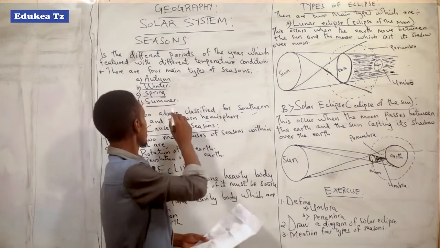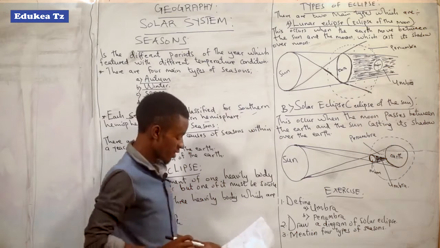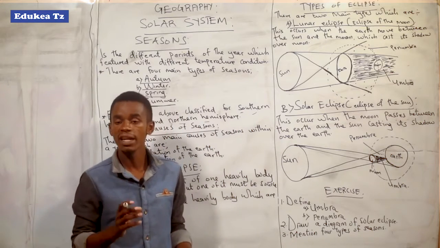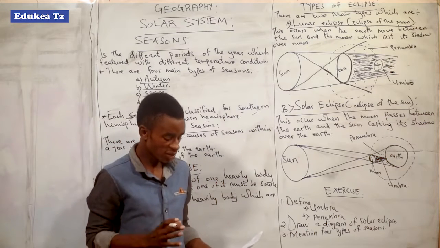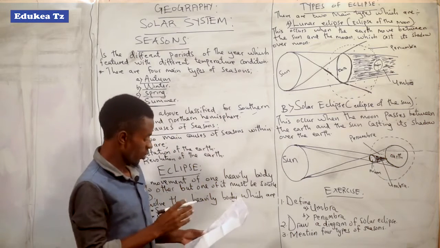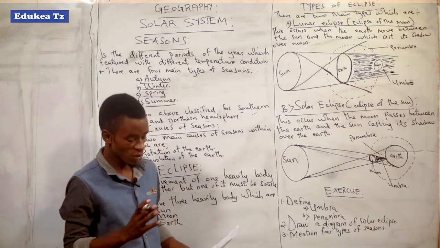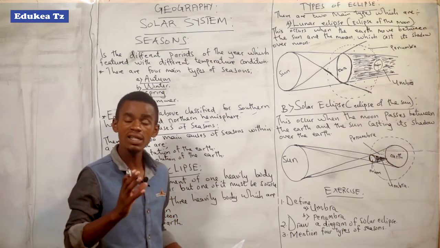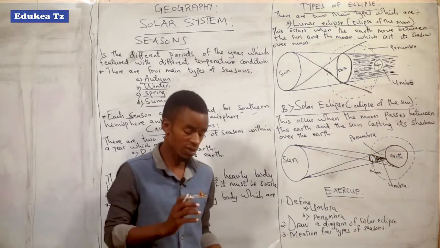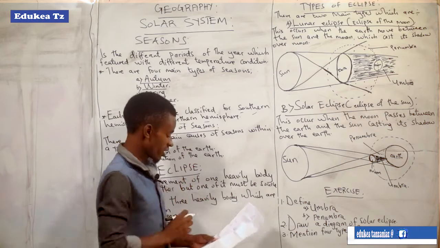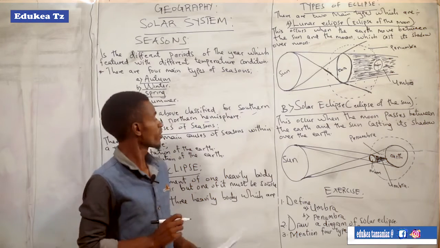Also when we come to winter, winter in the southern hemisphere is in June, May and July. But when we come to the northern hemisphere, I told you that winter is in November, December and January. That is the time that is called winter.